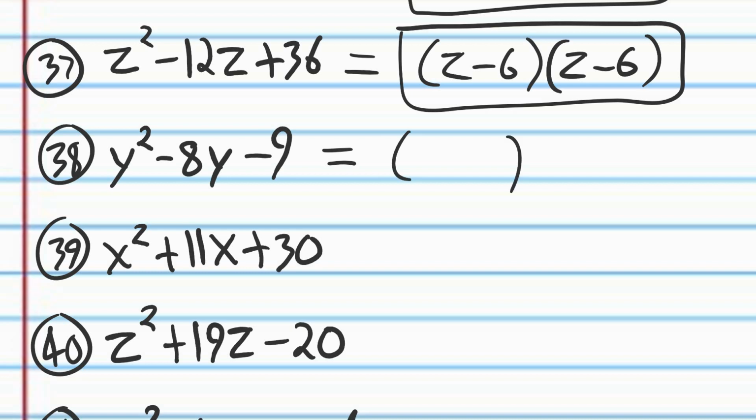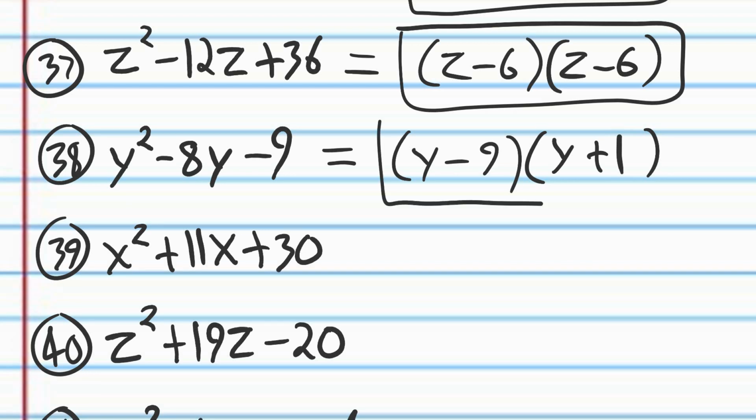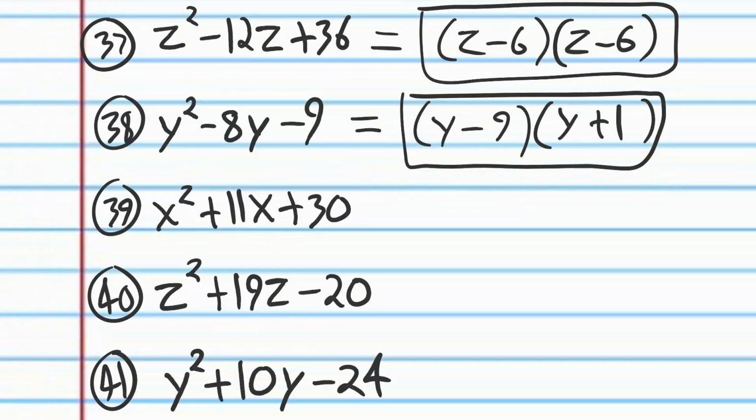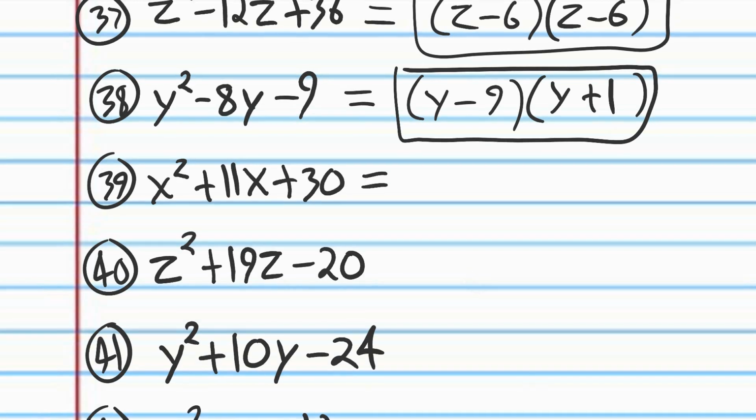All right, we're back. Looks like it's going to be negative 9 and positive 1. So if you got that answer, you're on the right track. Try 39, and when you come back, we'll do it together.